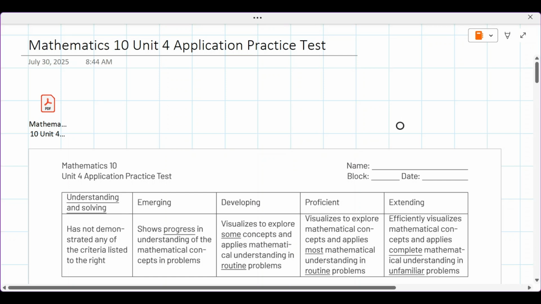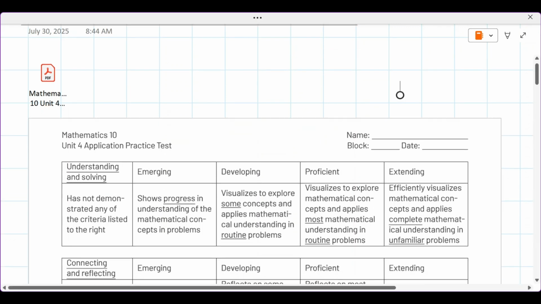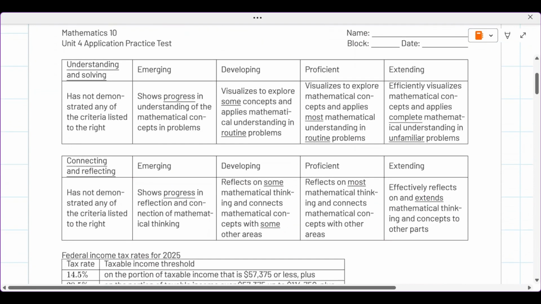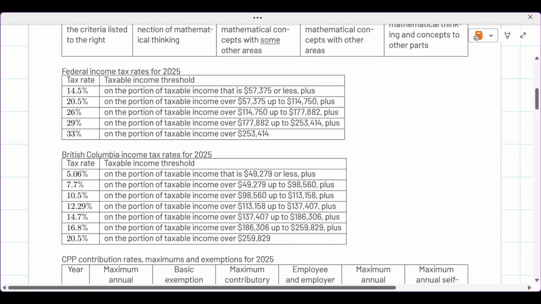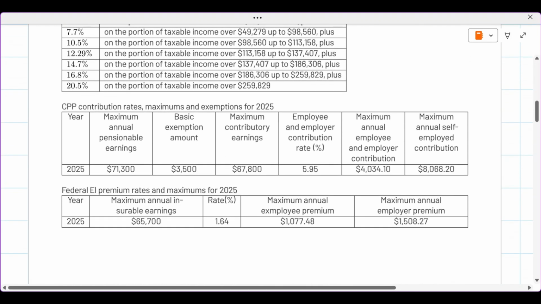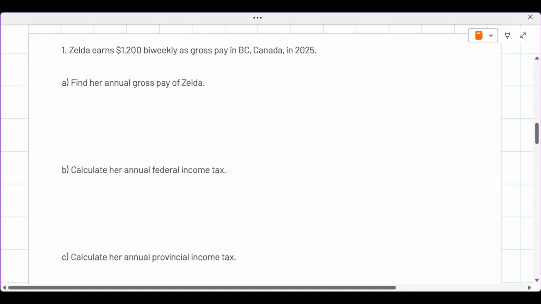All right, welcome to another video for the Math 10 Unit 4 Application Practice Test. In this topic, we're going to look at the understanding and solving, as well as connecting and reflecting, portion of the curricular competencies. Please check the info sheet that tells you about the tax rates, as well as the CPP contribution rates and the EI premium rates for 2025. Let's try the first question.